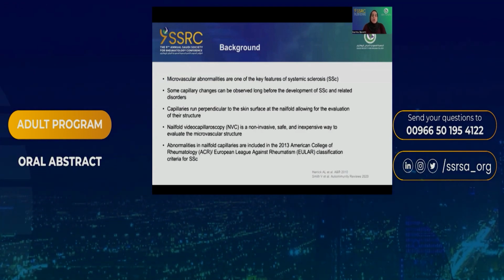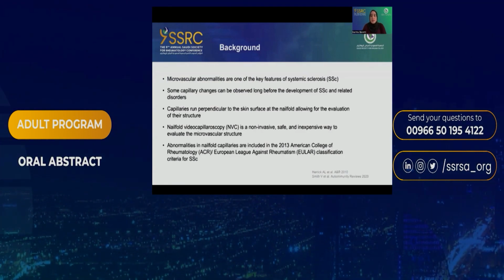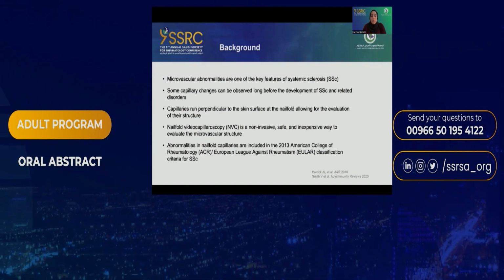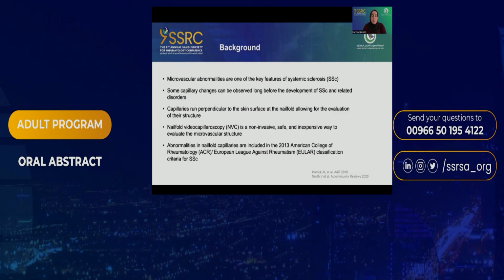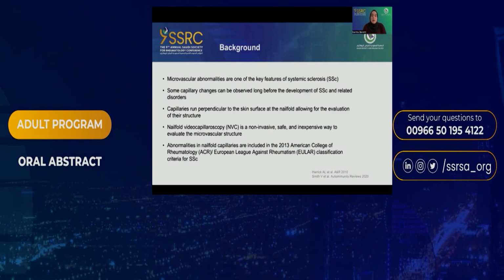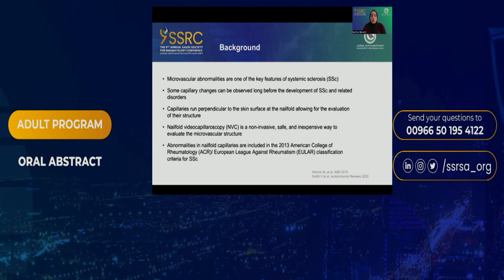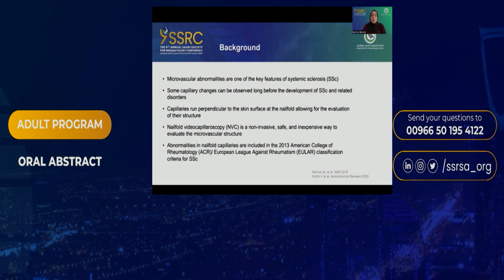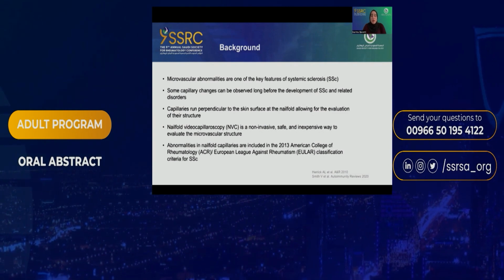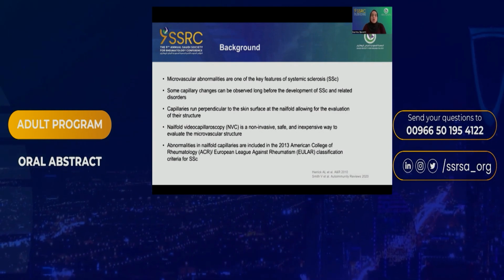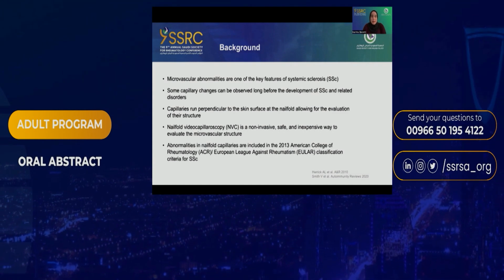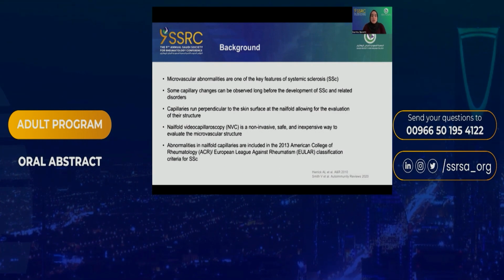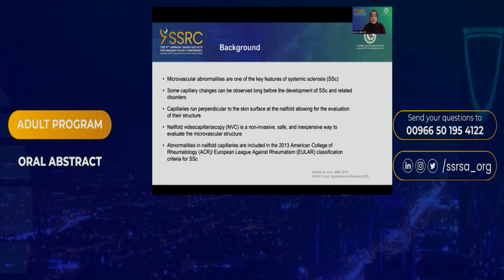As we all know, microvascular abnormalities are a key feature in systemic sclerosis. Together with fibrosis and autoimmunity, they constitute the hallmark of the pathogenesis in this disease. In fact, some capillary changes can be observed long before the development of systemic sclerosis. And with the presence of capillaries that run perpendicular to the skin surface at the level of the nail fold, we have an excellent window to evaluate these microvascular abnormalities. And this can be done using nail fold video capillaroscopy, which is non-invasive, safe, and inexpensive.